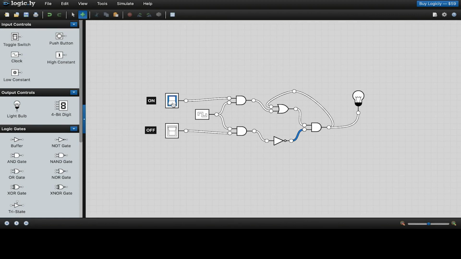Well, first I press the on switch. Now since the simulation is paused, nothing happened. So let's step through it. First, this wire turns on. But then nothing else happens, because the rest of the circuit is still stable. The output of this AND gate has not changed, because there's still a 0 coming from the clock. But since I pressed this button, the clock is now turned on, because the rest of the system is stable. And that's how Logicly works.